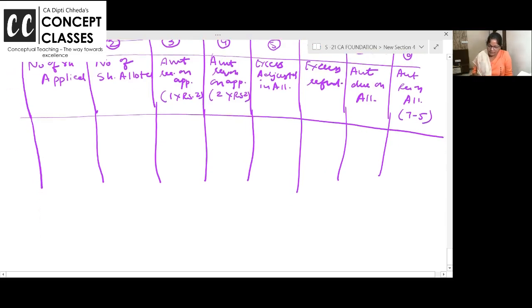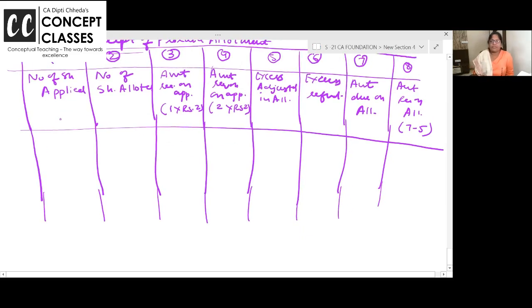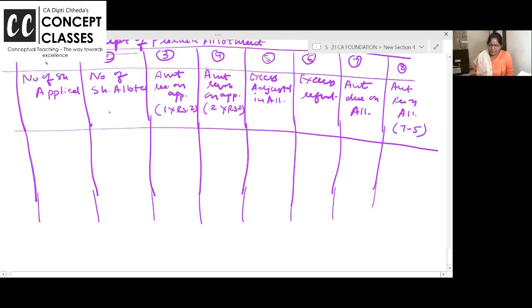Shall I read out once again? Number of applications received. Number of shares allotted. Amount received on application. Amount required to be received on application. जो shares applied हुए उन पे application मिला 1 into 2 rupees. But actually जो shares allot हुए उन पे application money we want 2 into 2 rupees.